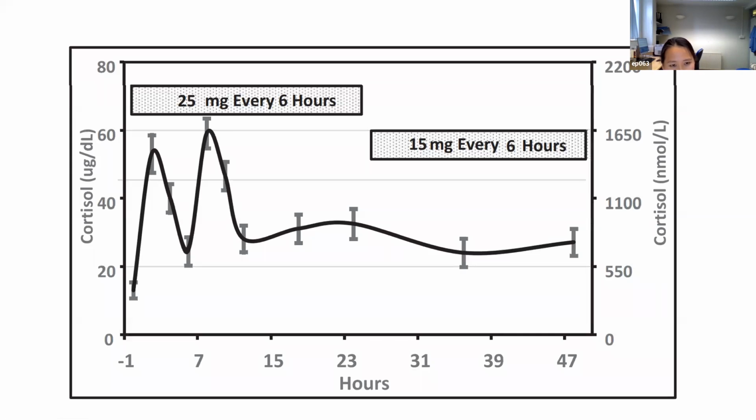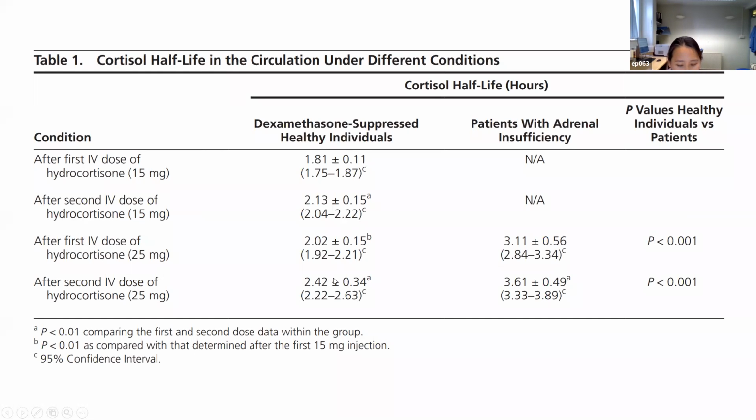And based on this, they calculate the half-life of cortisol in these two groups of patients, the healthy individuals and the patients with adrenal insufficiency. And what you can see from the table here, obviously, is that with the 25 milligram of IV hydrocortisone in the adrenal insufficient people, the cortisol half-life is prolonged compared to the dexamethasone suppressed healthy individuals. It's 3.11 versus 2.02. Okay, and after the second dose, the half-life is even more prolonged.